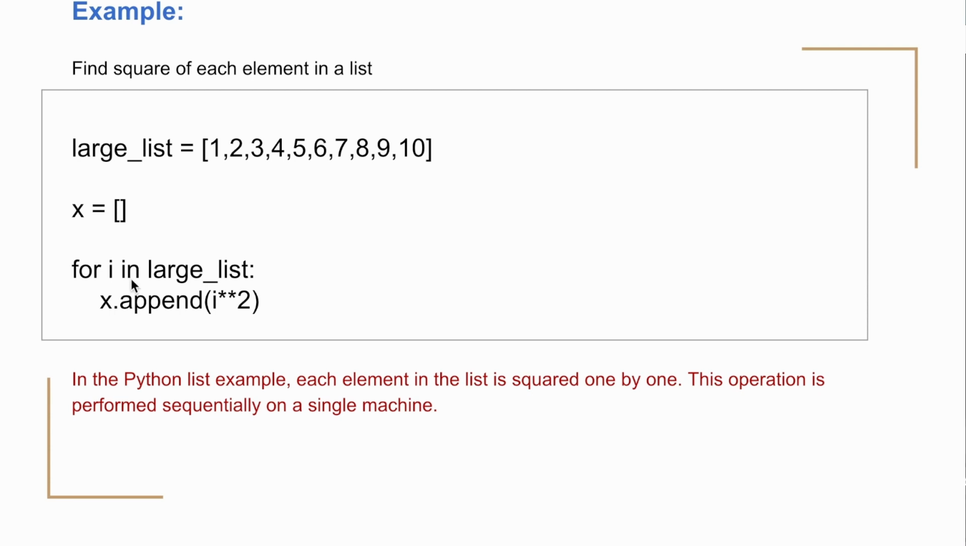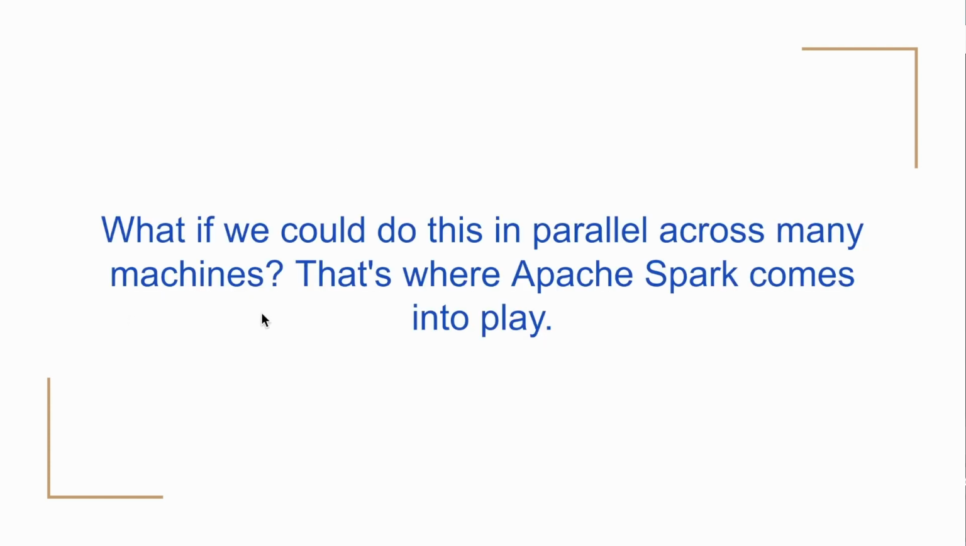As we can see here, we had to find the square of the element one by one. We are iterating over the list. This operation is performed sequentially on a single machine. However, when dealing with a massive dataset, this sequential approach becomes impractical. What if we could do this in parallel across many machines? Yes, Spark. Let's see how and with which data structure.